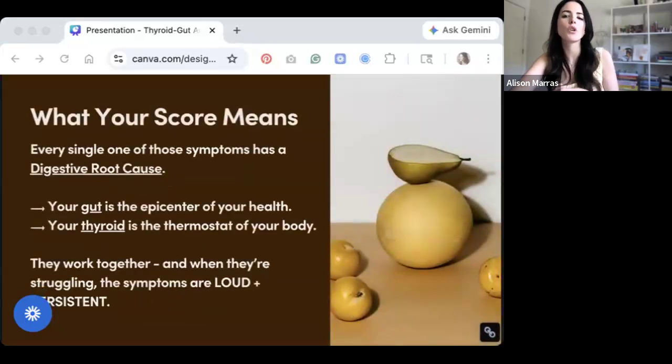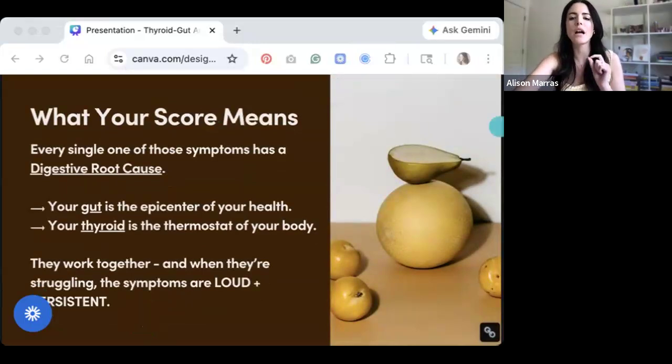So every one of those symptoms has a digestive root cause. So if you're someone that's been unsure of, do I need to do gut healing? Like, all my problems are thyroid or Hashimoto's or hormone stuff or autoimmune. Autoimmune is gut problems. So all of this is stemming from digestion. And here's how I know.